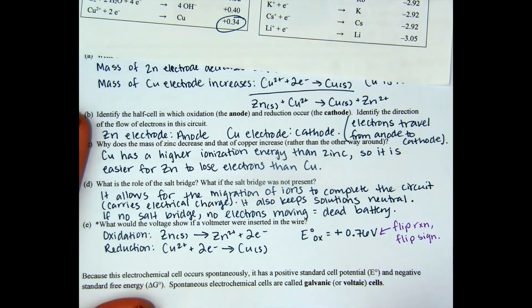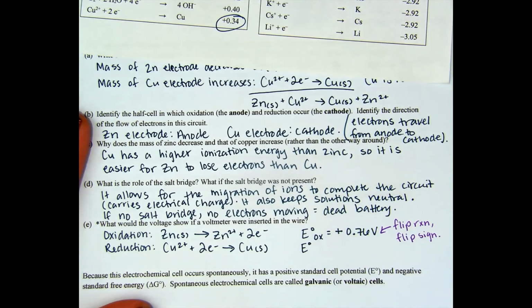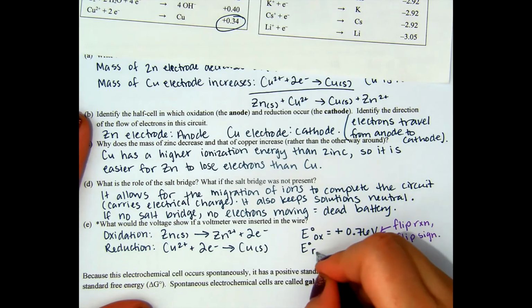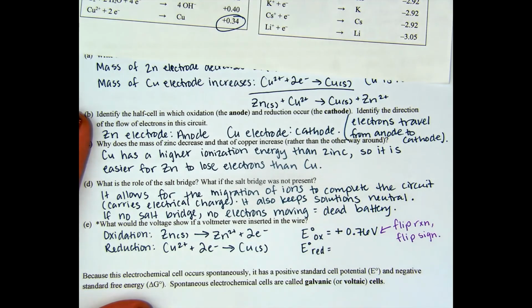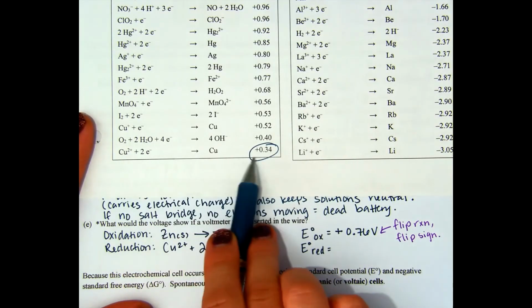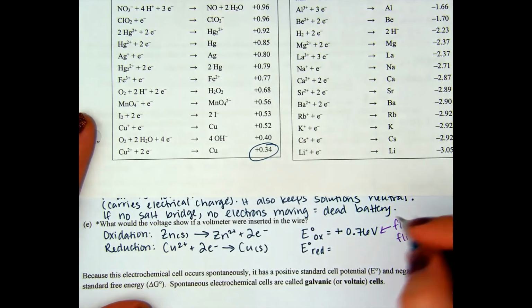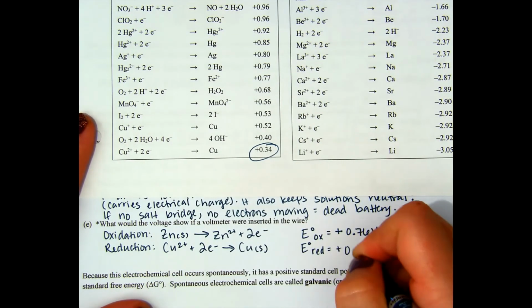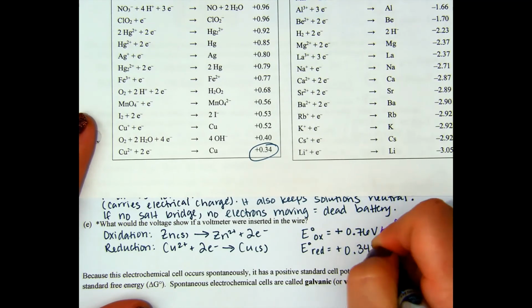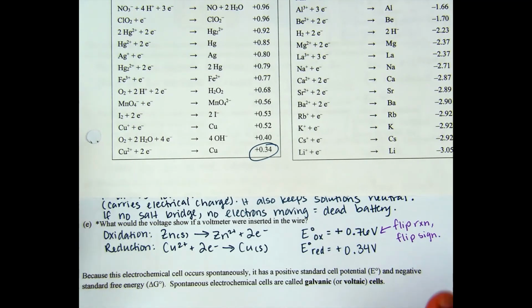Okay, for our reduction half reaction, we looked that up, and so the standard reduction potential at standard state is going to be, let's see, what was that? And we don't need to flip this because this is reduction. Remember, this is the forward reaction that we looked up, is plus 0.34 volts. Okay, so now that we have those, we can go ahead and look at our overall reaction.